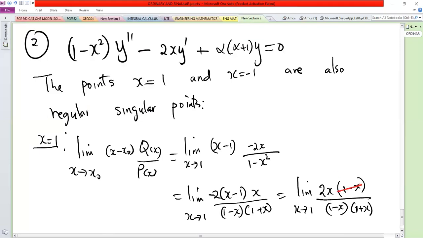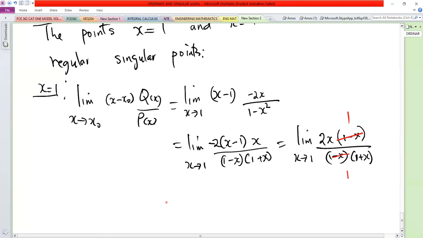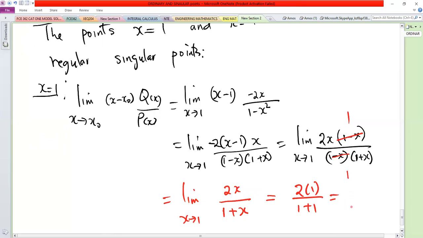So this bracket cancels out, and then I will get the limit as x approaches 1 of 2x over 1 plus x, and direct substitution will give us 2 times 1 over 1 plus 1, which gives us 2 over 2, which is 1. So this is a finite value.